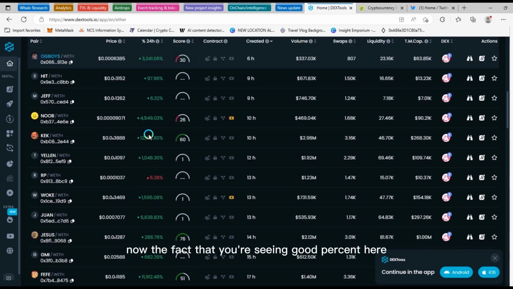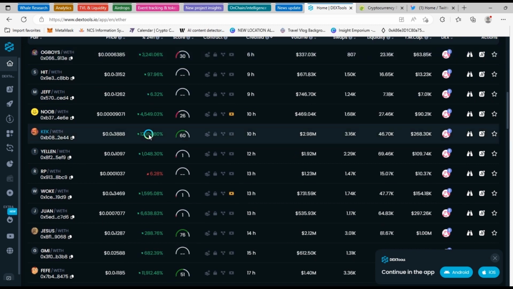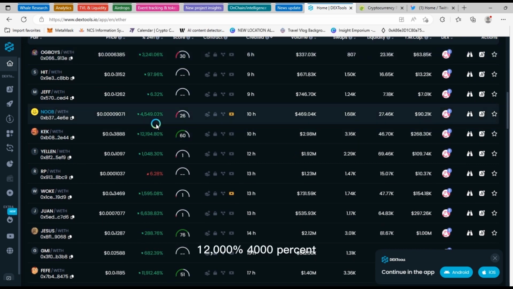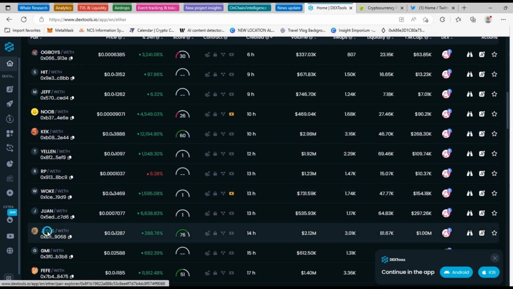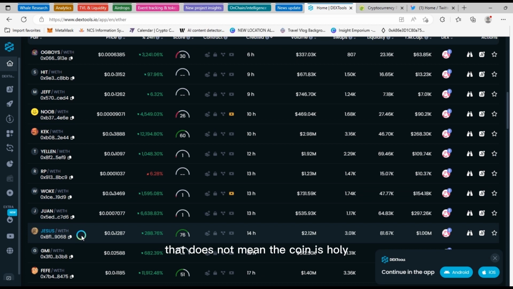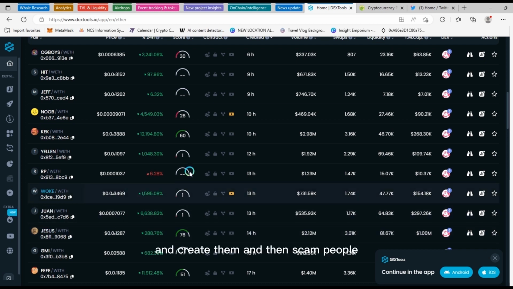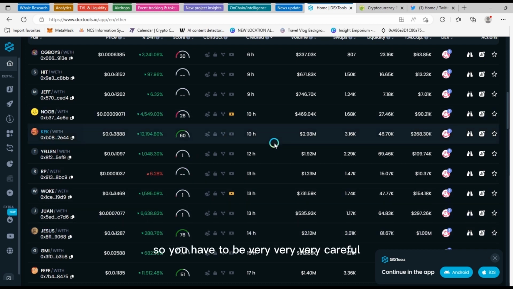The fact that you're seeing good percentages here, 12,000%, 4,000%, does not make these coins good coins to bag. You have to do your research. Even if the coin is called Jesus, like we have here, that does not mean the coin is holy. Mind you, anyone could get any name and create a coin and then scam people. So you have to be very, very careful.